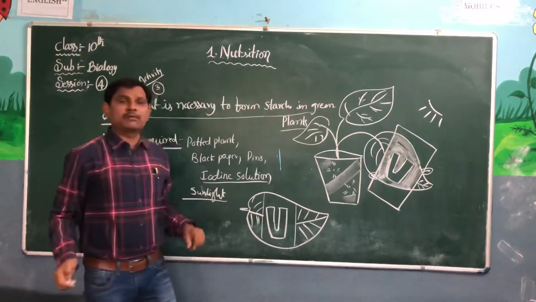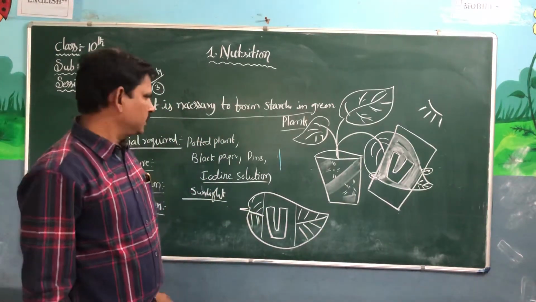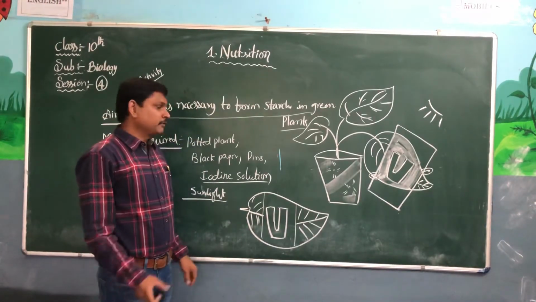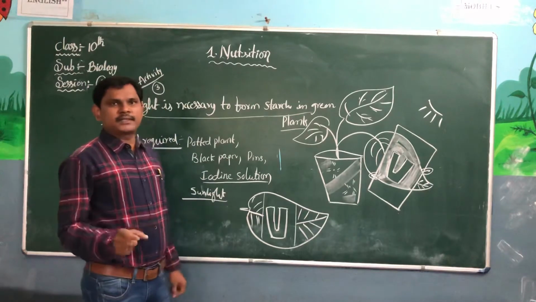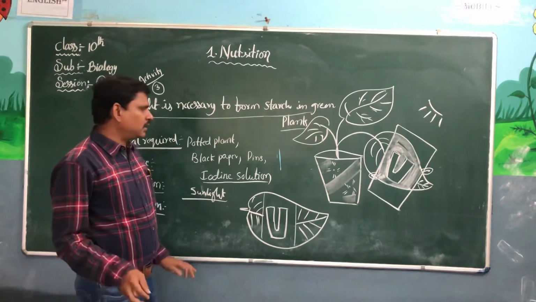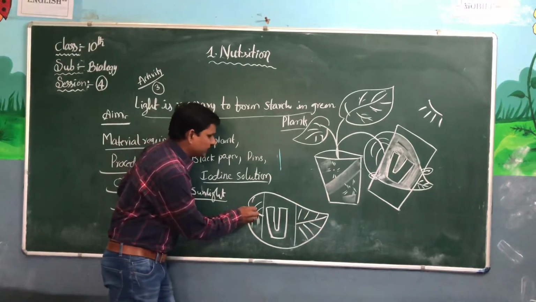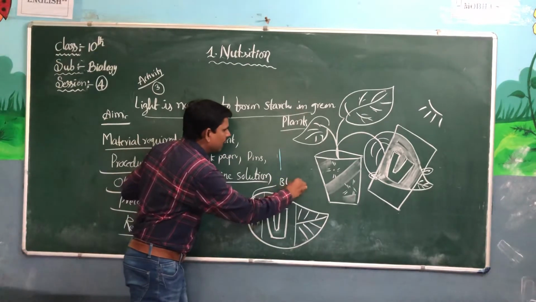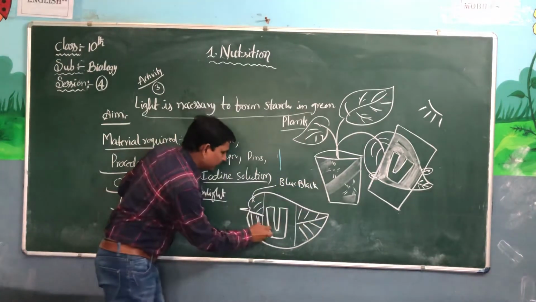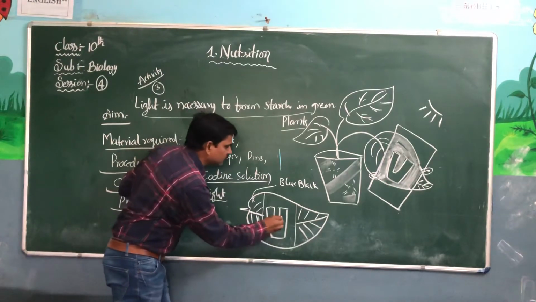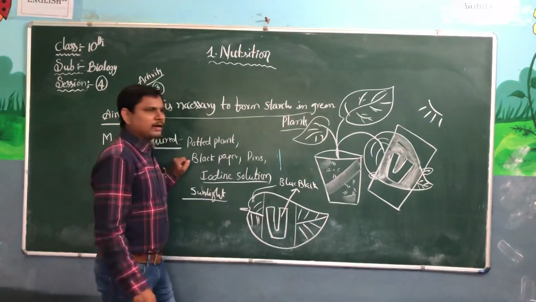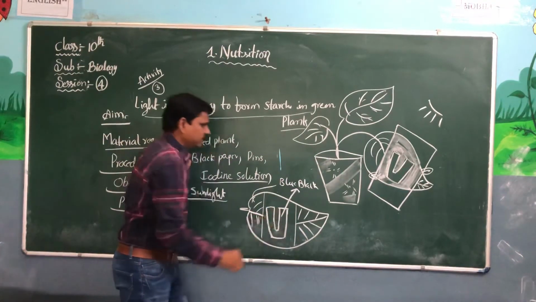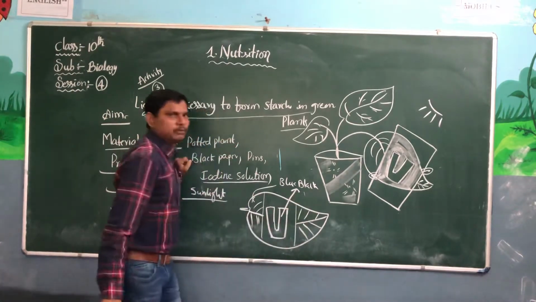Which part will convert into blue-black color? In this leaf, which part is converted into blue-black color? Which part is not converted into blue-black color? This part, which was exposed to the sunlight, will be converted into blue-black color. This part also, where we designed the letter V, also converted into blue-black color because the light is exposed on this particular part.